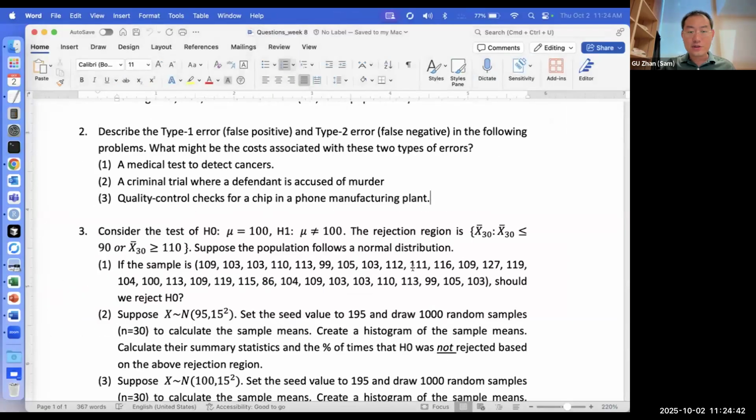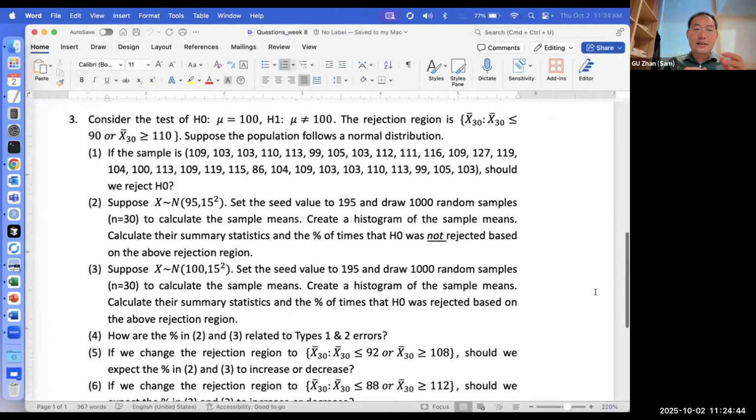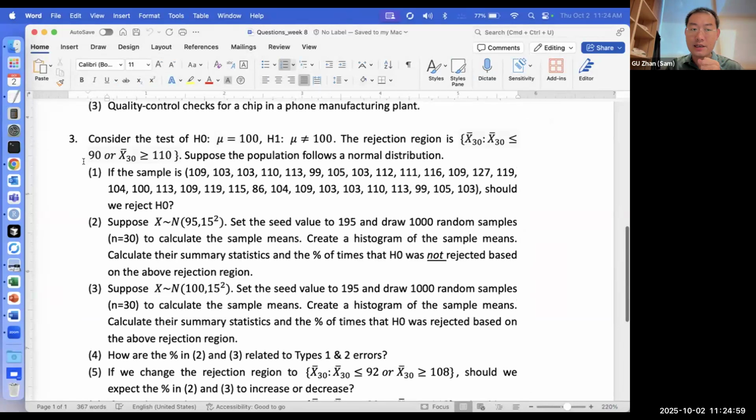Then we move on to question 3. Consider the test of H0: mu equals 100, H1: mu does not equal 100. So this is a quantitative one. The rejection region that we have defined is below 90 and above 110, so that's a rejection region on two sides.